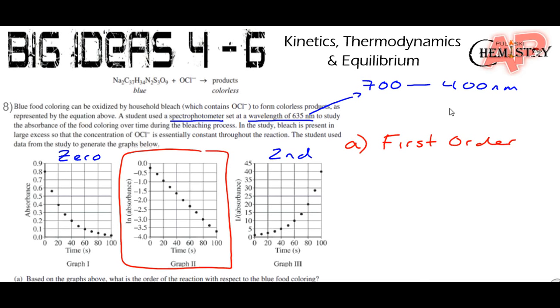So what we would have to do is change the wavelength. It is not asking you to come up with a value. You just simply have to understand that you need to change the wavelength of the spectrophotometer if you're going to test a different color for absorbance.